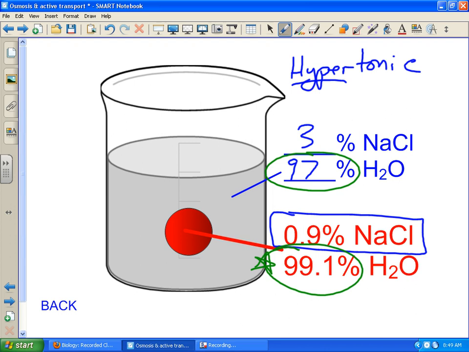The way osmosis works, water will always go from high concentration to low. Well, in this case, the high concentration is inside. The low concentration is outside. I'm going to see, in this case, water leaving the cell faster than it's coming back in. If I've got this cell with water pouring out of it faster than it's going back in, what will happen to its shape?